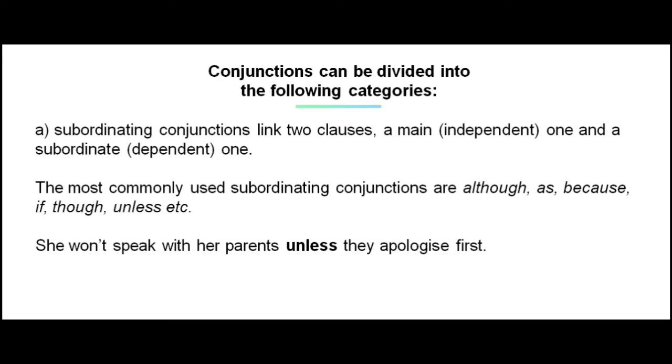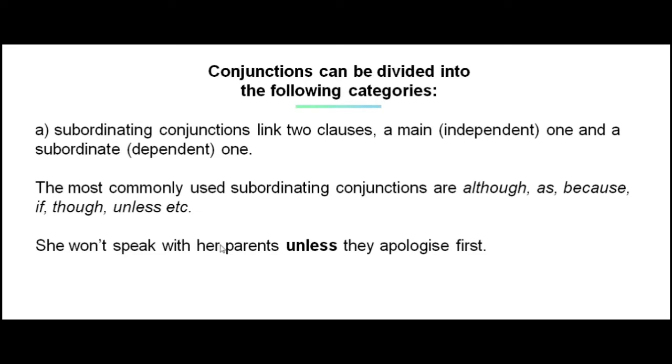A. Subordinating conjunctions. Subordinating conjunctions link two clauses, a main or independent one and a subordinate, dependent one. Now, the most commonly used subordinating conjunctions are although, as, because, if, though, unless, etc.